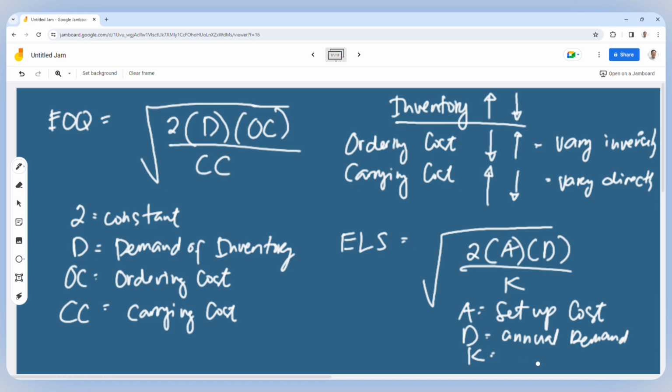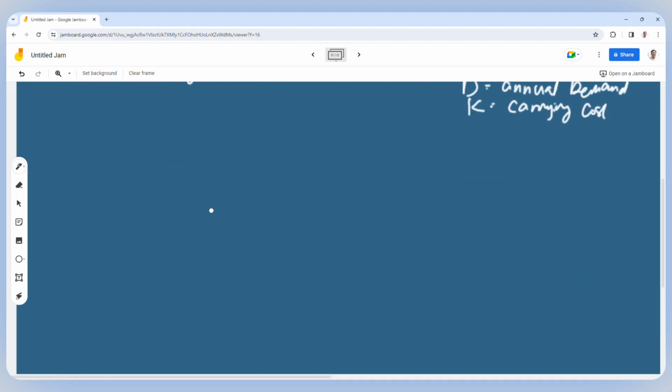Okay? Ano naman yung K? K naman is your carrying cost pa din, no? That would be your carrying cost. Same as sa ating EOQ. No? Baka lang tanongin, class. Okay. Ano pala dito, class? Okay.